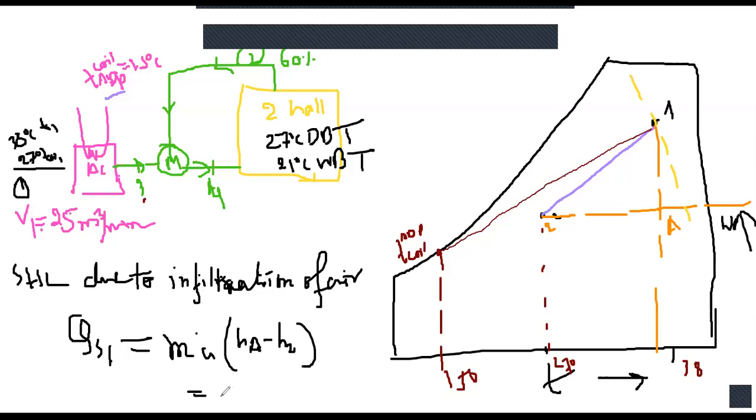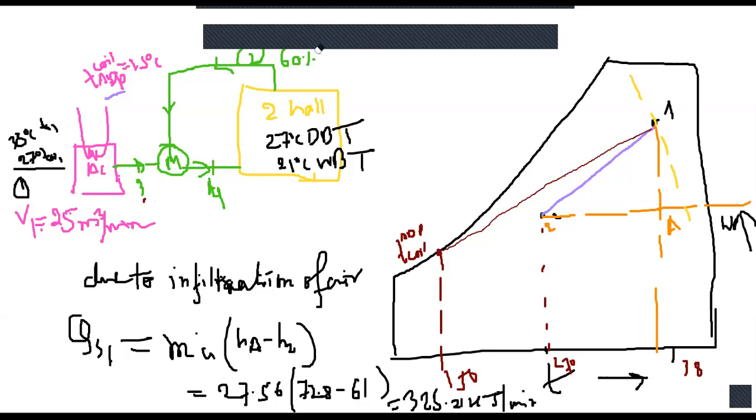We calculate this: 27.56 into HA. HA value is 72.8 minus 61. That value is 325.21 kilojoule per minute. Okay. Similarly, we calculate the latent heat load due to infiltration.